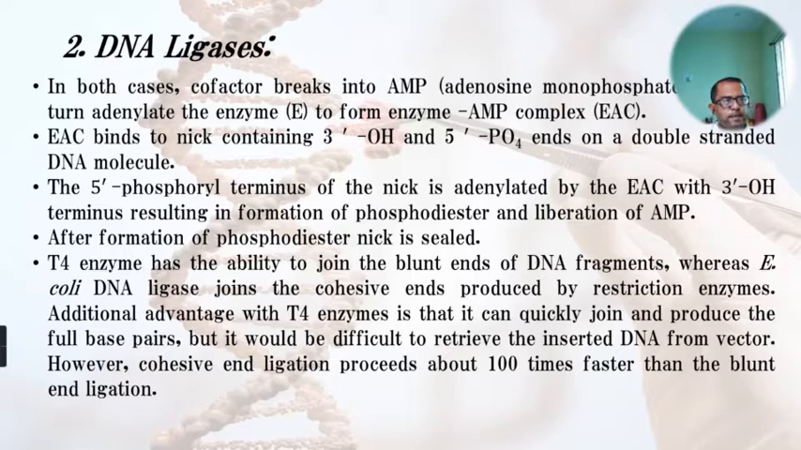And here there is a liberation of an AMP molecule. By using this complex, the DNA ligase enzyme rejoins the broken fragments to form the recombinant molecule. Now, these two enzymes, which are isolated from E. coli and T4 bacteriophage, also have another characteristic. T4 DNA ligase enzyme has the capacity to join the blunt ends of DNA fragments.